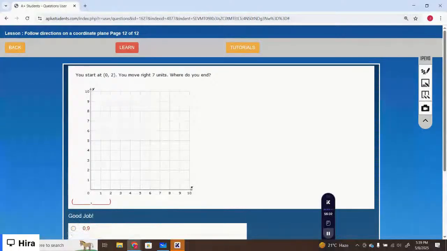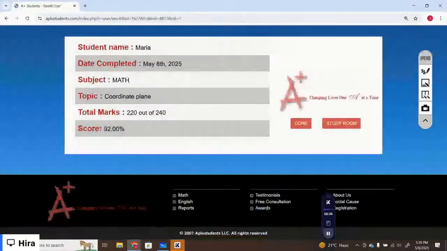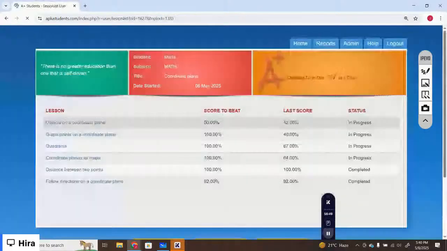So we were working on grade 6 math. The chapter we were working on is coordinate plane. The lessons we have covered today are coordinate plane as maps, distance between 2 points, and follow directions on a coordinate plane. Please make sure before the next session you complete all the practice questions for the lessons we just did. That is your homework until next session.